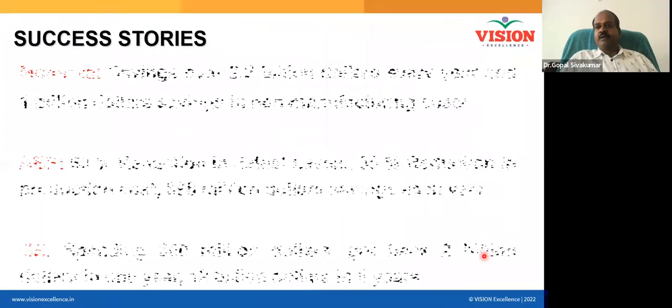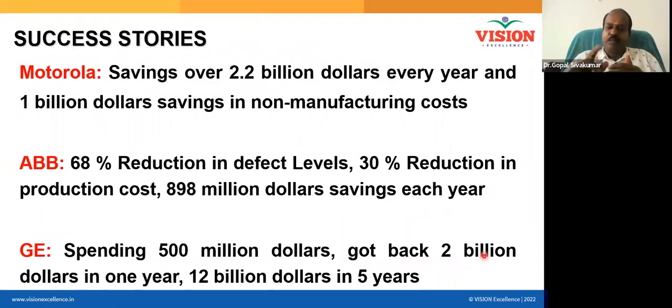Right. So some motivation, why your company should adopt Six Sigma. Motorola is a US-based electronic gadget manufacturing company. They have achieved a saving of over $2.2 billion every year after the inception of Six Sigma, after they started practicing Six Sigma. $2.2 billion in the manufacturing department and $1 billion saving in the non-manufacturing department.